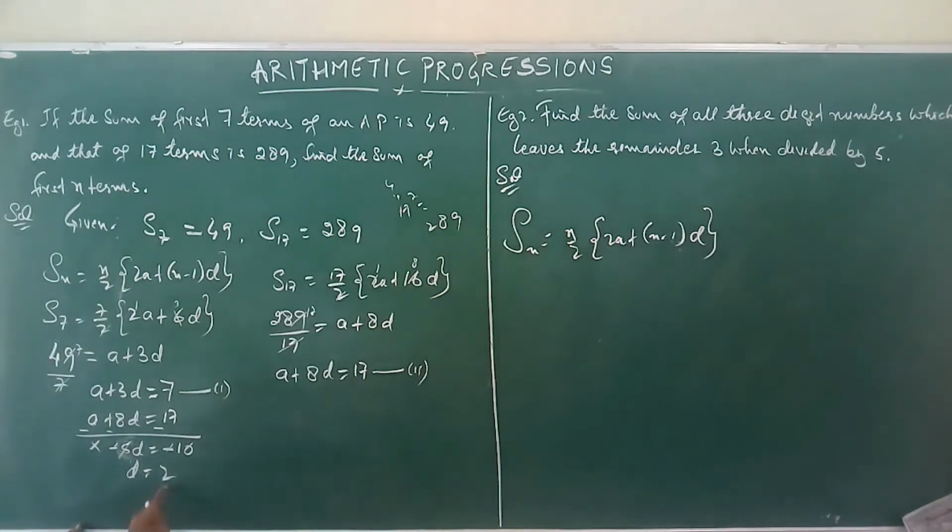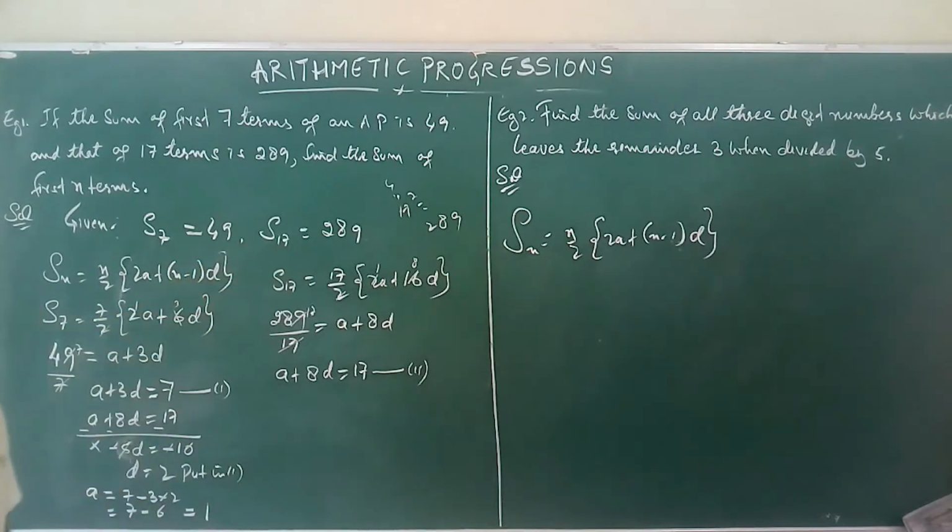And if d is equal to 2, now put the value in either of these, it doesn't matter. If you put it in the first one, now here we are going to find a. a, which is equal to 7 minus 3 into 2, d is 2 here. So what is left here? 7 minus 6, which is equal to 1. Now what we get here, d is 2 and a is equal to 1. So these are the values.